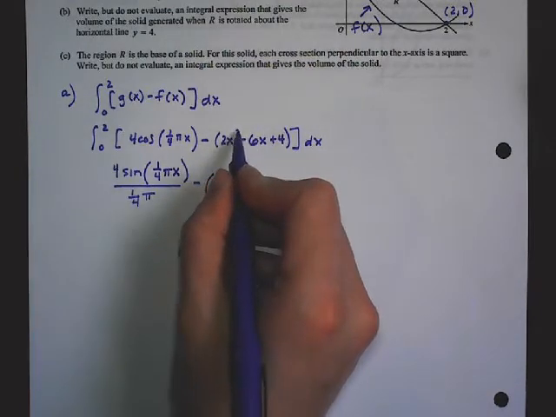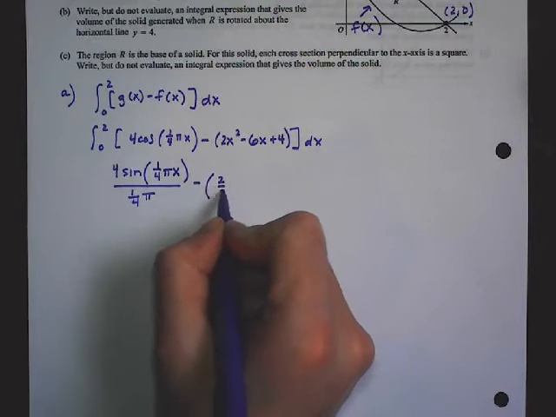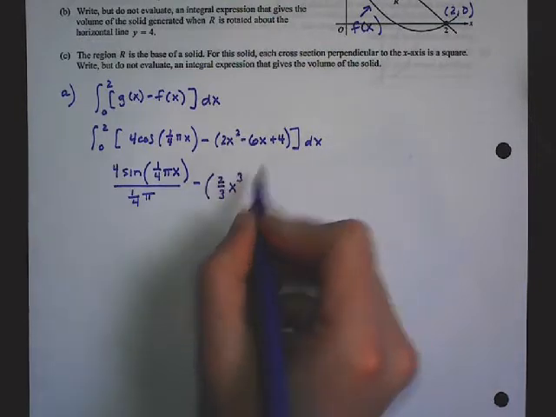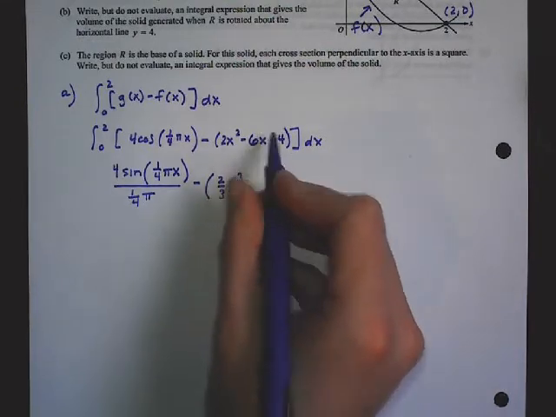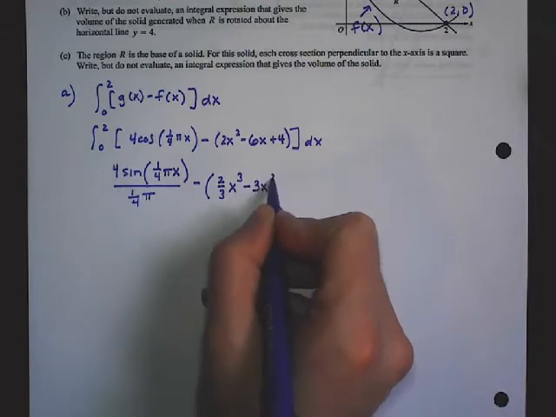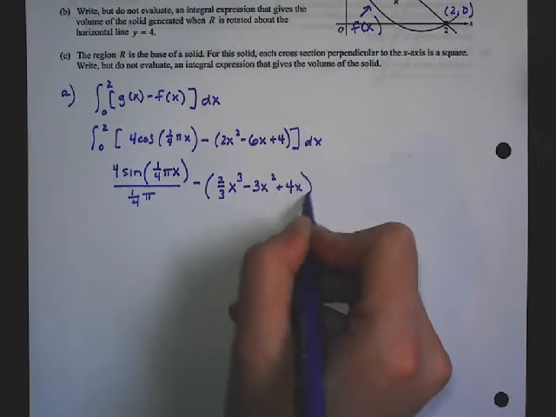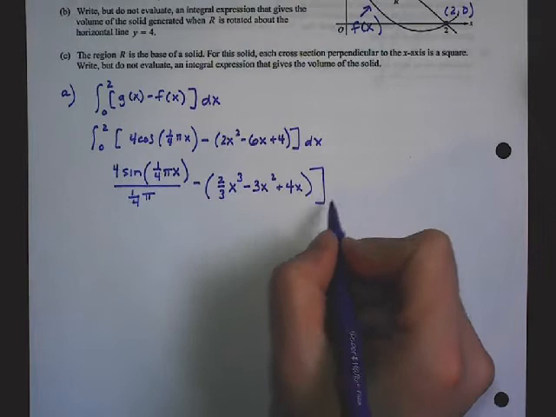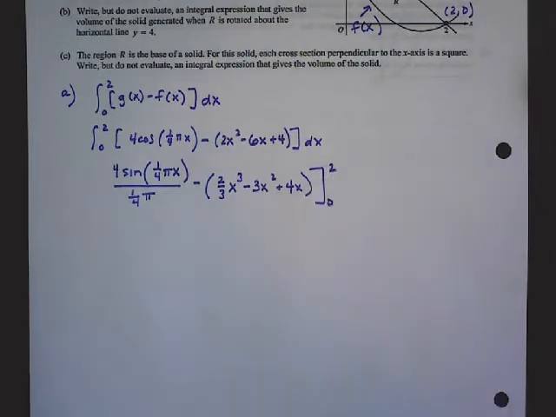This is going to become x cubed, so I have to divide by 3. Minus. This is going to become x squared, so I have to divide by 2. And I'm evaluating all of this from 0 to 2.